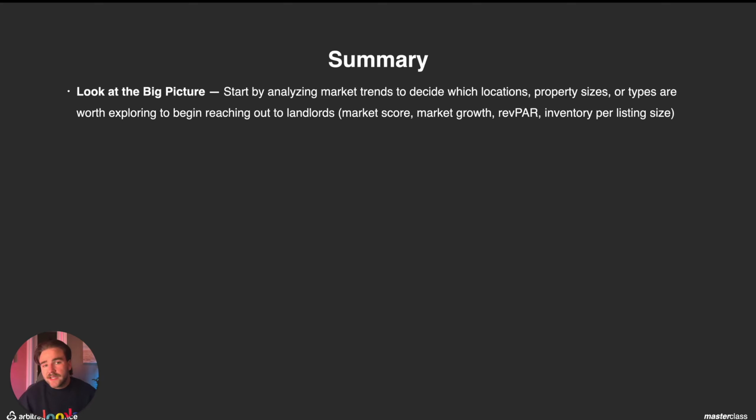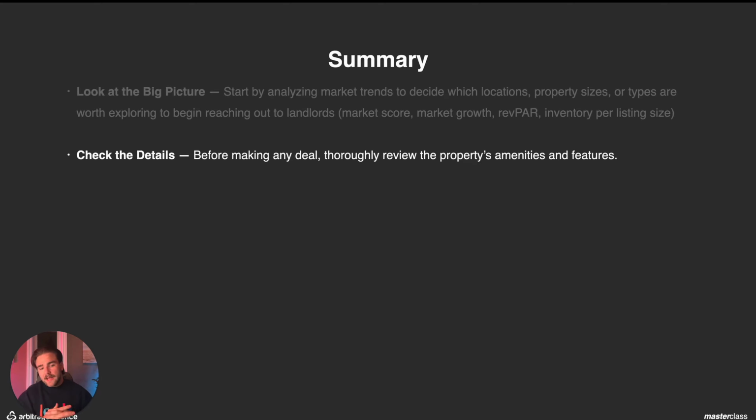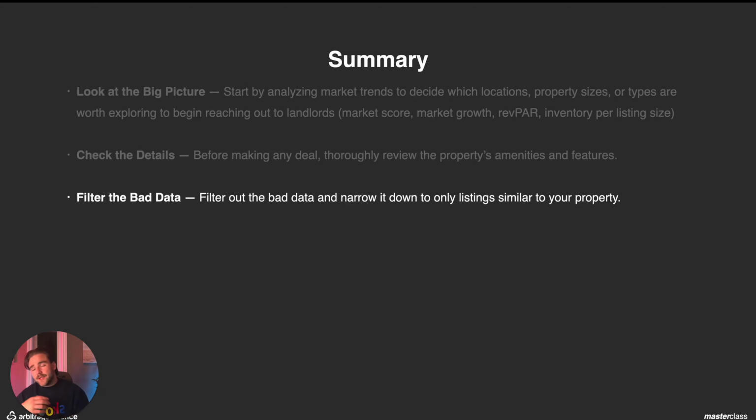You use the process in the finding your first property video I have, and you launch out a bunch of outreach, and then eventually you will have some interested property managers or landlords that want to learn more about you. Now, before making any deal, although they said yes and you're excited, you have to thoroughly review the property's amenities and features and details and everything. After you've done that, we're going to jump back on AirDNA. We're going to filter out the bad data, like you've now learned how to do, and we're going to narrow it down to just listings similar to your property.